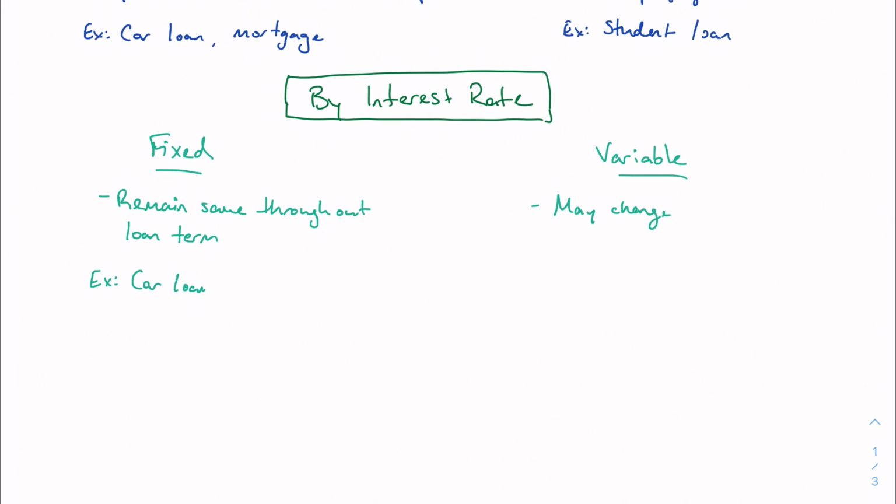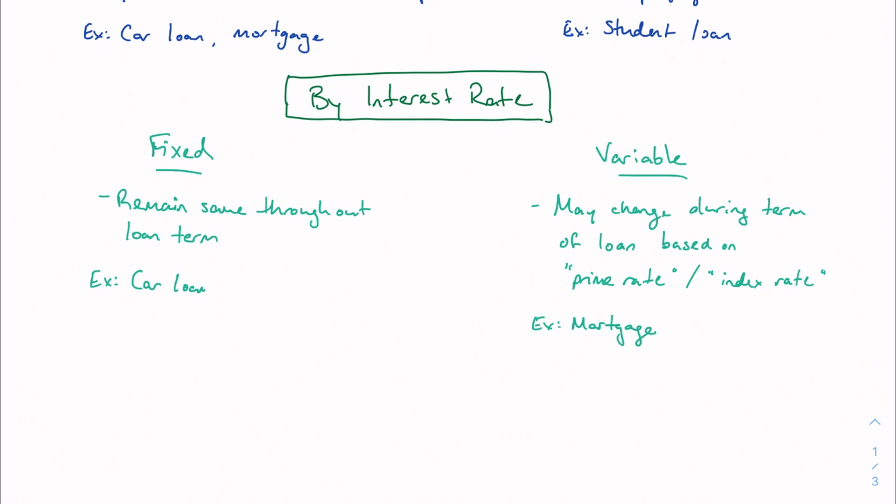They do have to tell you when it's changing during the loan period, so during the term of the loan. And that's based on some index rate, based on what we call a prime rate, or what we call an index rate. Mortgages can have variable rate interest. Credit card interest rates can also change.